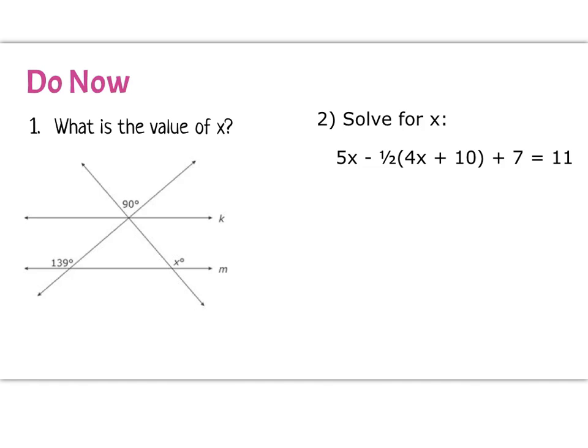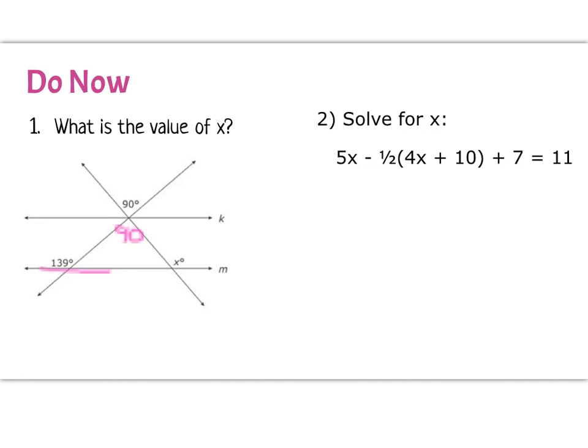I see that the angle 90 is vertical angles with the top angle in the triangle, which means that is also 90. Vertical angles are equal. When I look at the other opposite angle, I see that it is supplementary with this angle of 139 degrees. So that means both of those two angles add up to be 180.